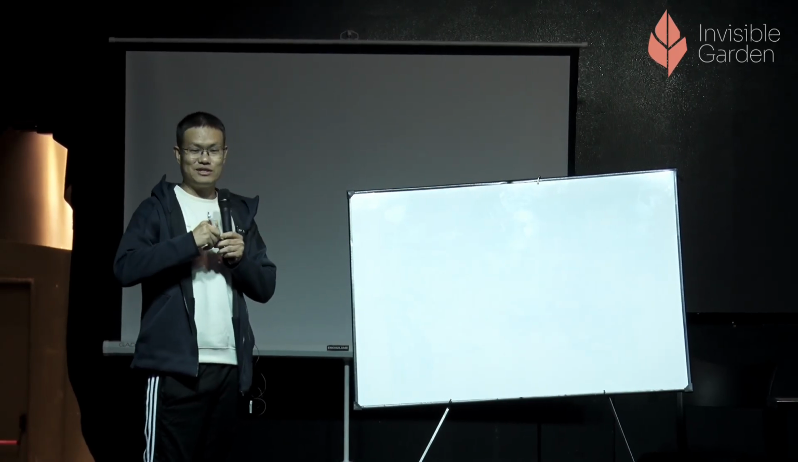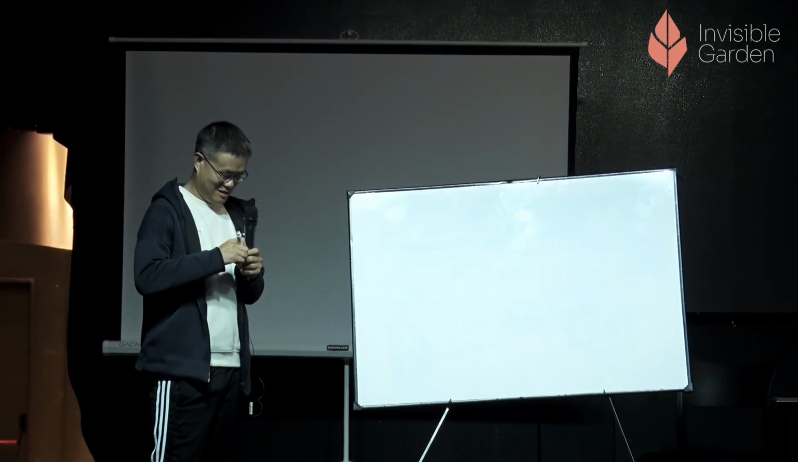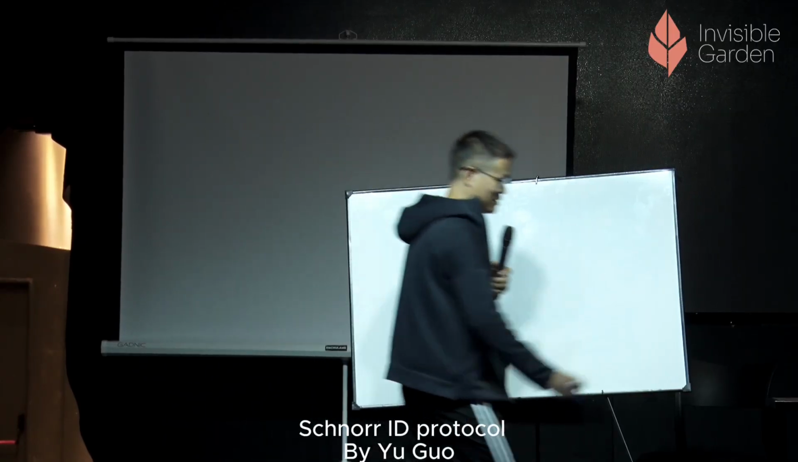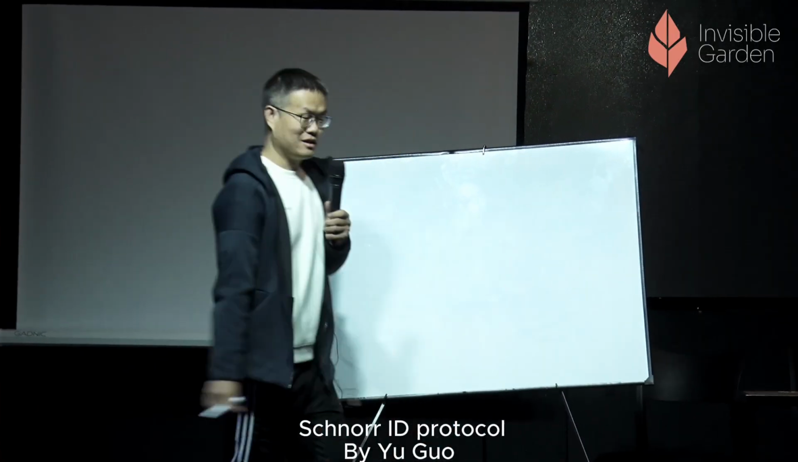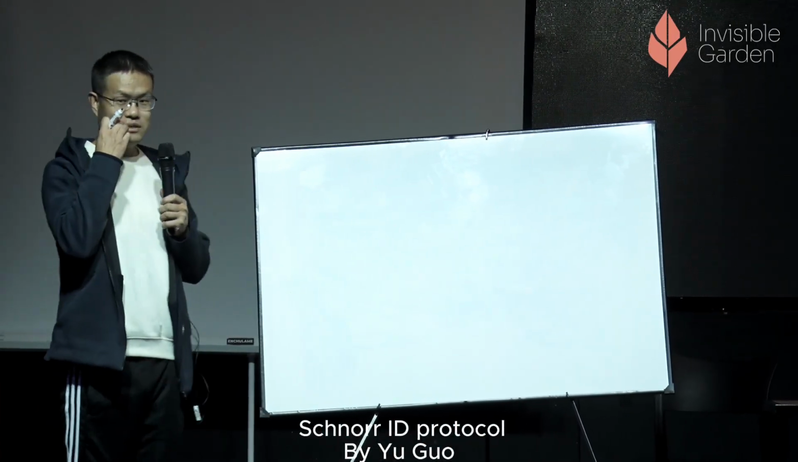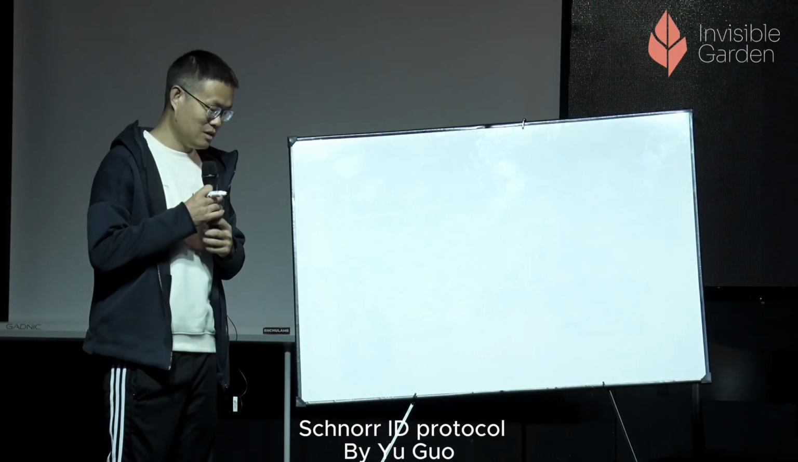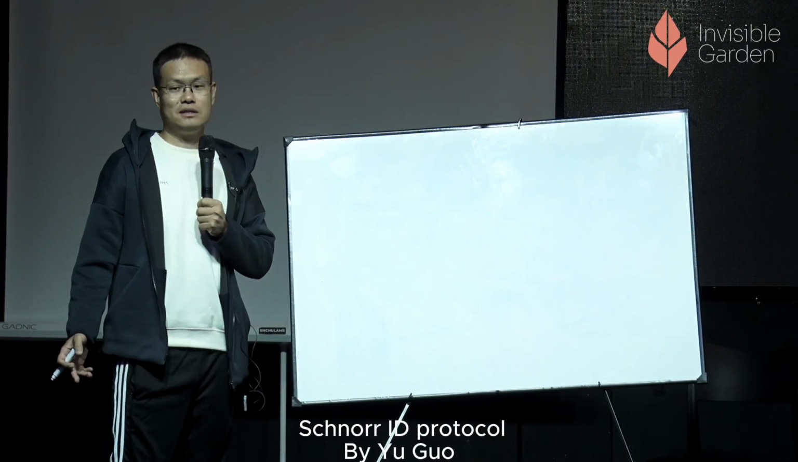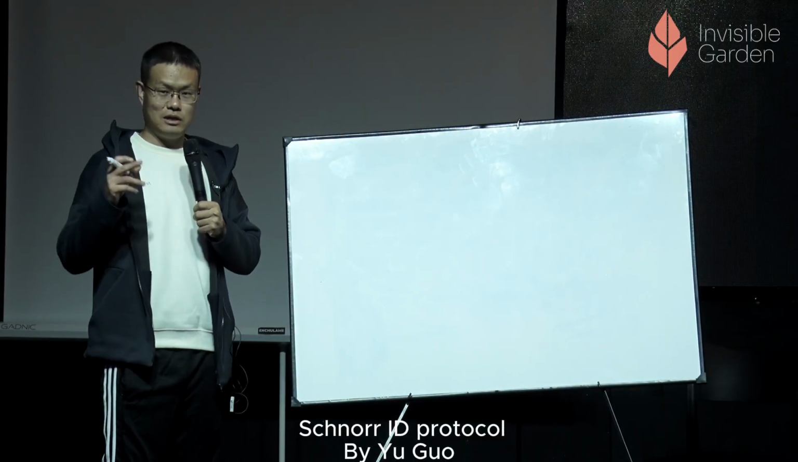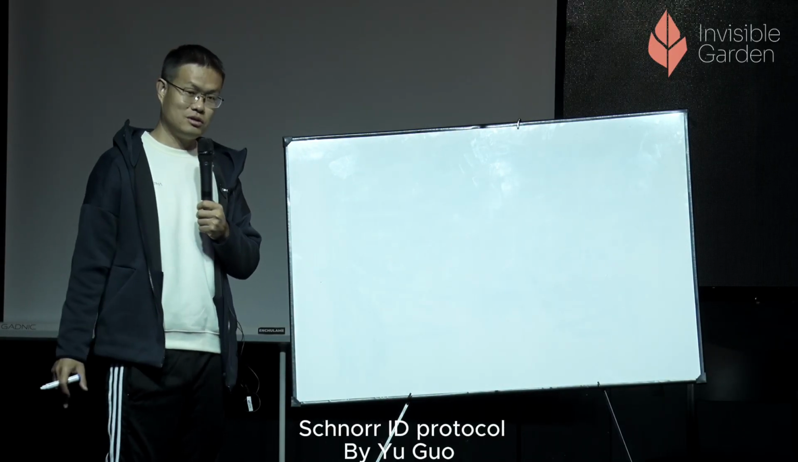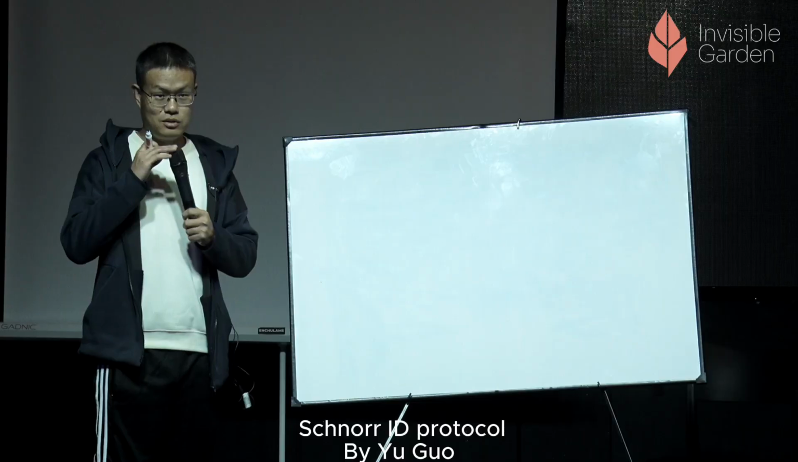A crash course on zero-knowledge proof. Today's topic is still some basic concepts, including finite fields, commitment, and also a minimal zero-knowledge proof called Schnorr identification protocol.